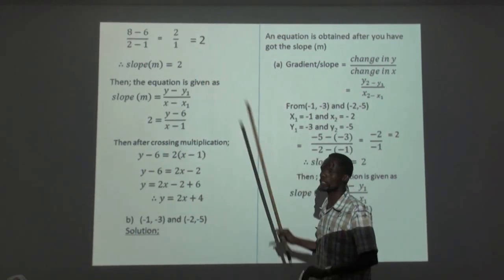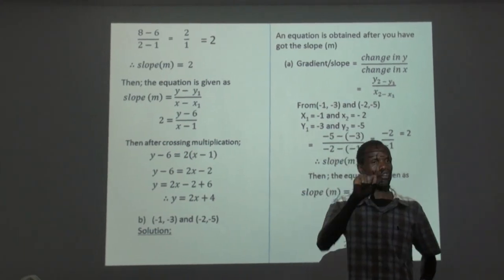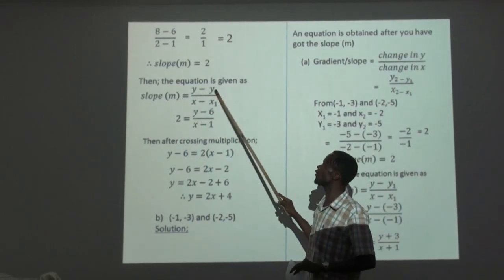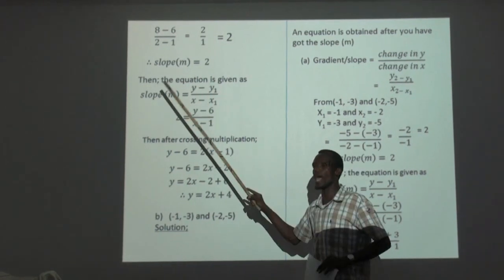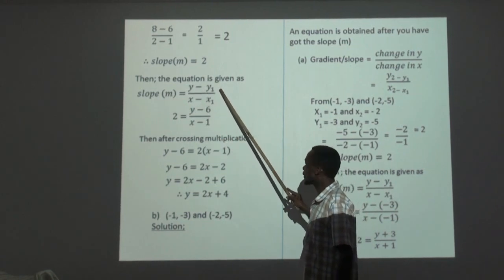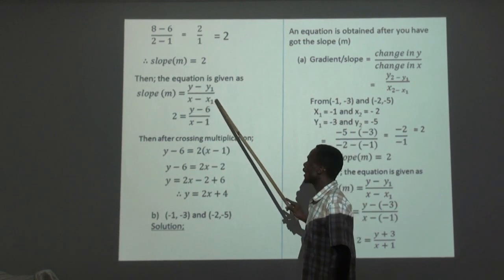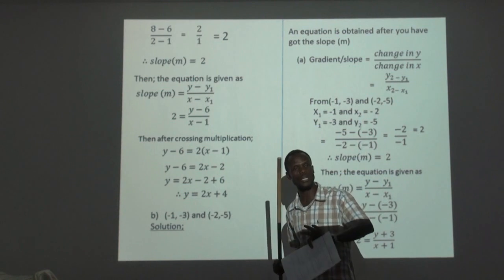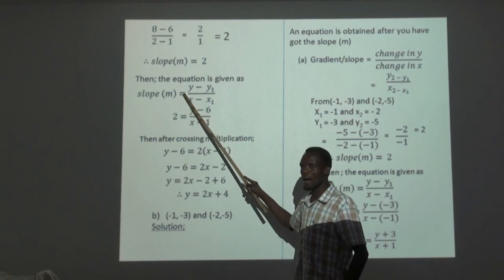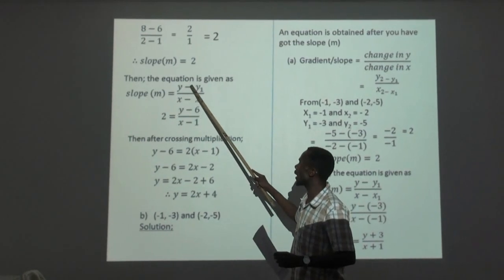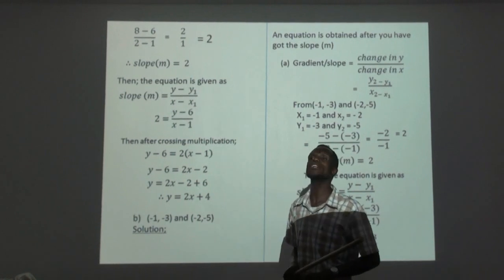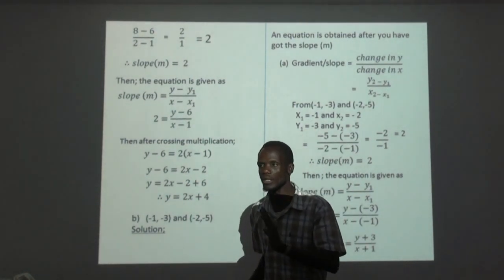After you have got the slope of the equation, what next? You have to find the equation. The equation is given like this. This is the formula on how to calculate the equation of a straight line. We have y minus y1 over x minus x1. You take the slope and equate it to y minus y1 over x minus x1. Y and x are unknown variables.